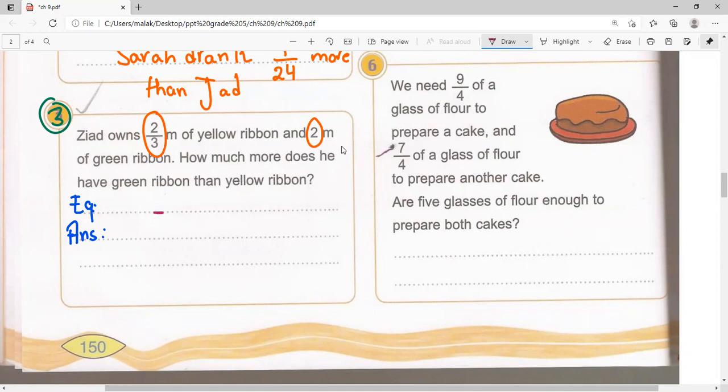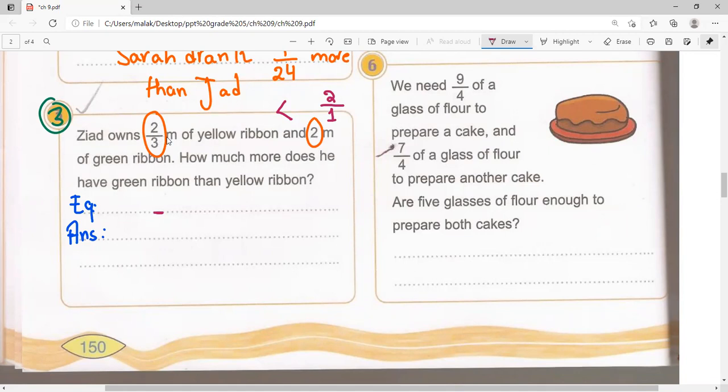Subtraction. Yes. Here, 2/3 with 2 meters. Which one is bigger, 2/3 or 2? How do we change 2 to a fraction? It's the same two, as 2 over what? 2/1, exactly. Which one is bigger, 2/3 or 2/1? No, teacher, 2/1 is bigger than 2/3. Both have the same numerator, but the fraction with the smaller denominator, 2/1, is bigger. So the green ribbon is more than the yellow ribbon.